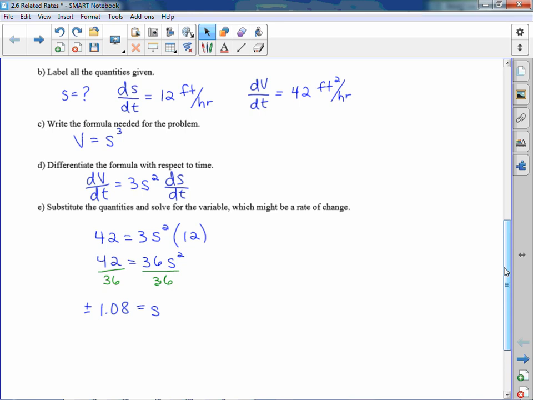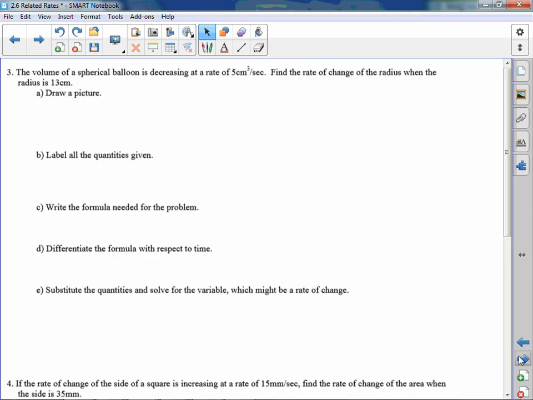All right. Generally speaking, when we take a square root, we get plus and minus. But in this case, if everything is expanding, then I'm going to choose the positive. So the answer is positive 1.08, and what are our units here? Feet. Okay, flip it over and try numbers 3 and 4.